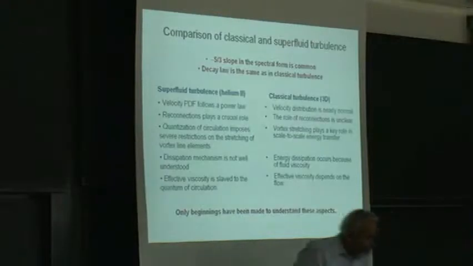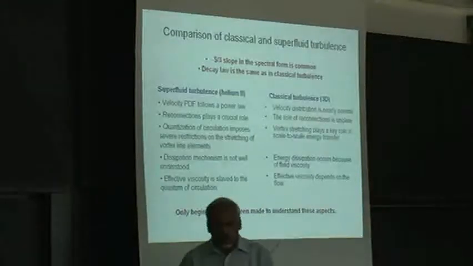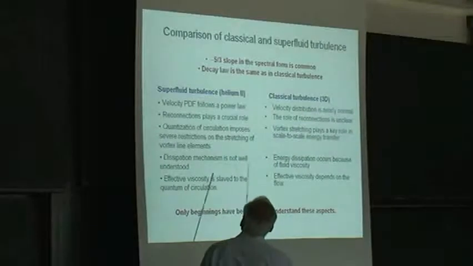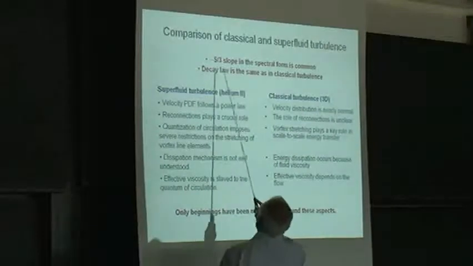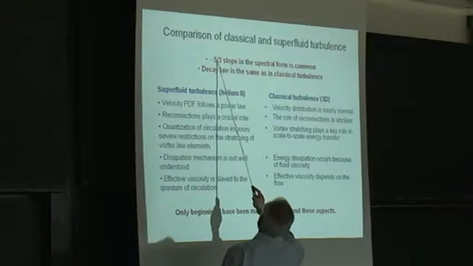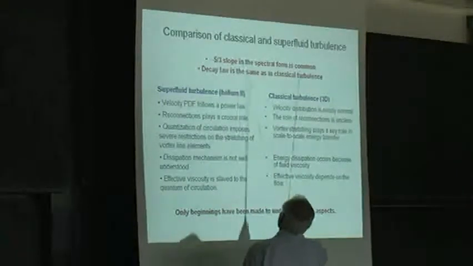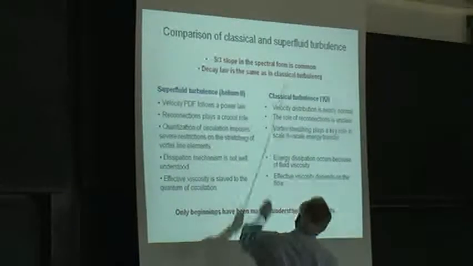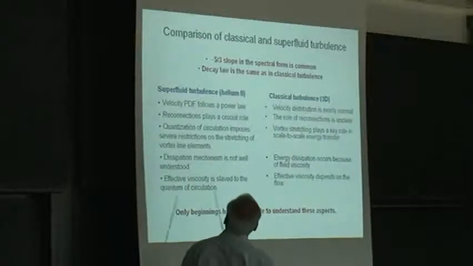And this allows me now to summarize what the relation between classical and superfluid turbulence is. The similarities are that, I didn't show this to you, the classical and the superfluid turbulence both have a -5/3 slope in the spectral form. And the decay law is the same as in classical turbulence, this is that.